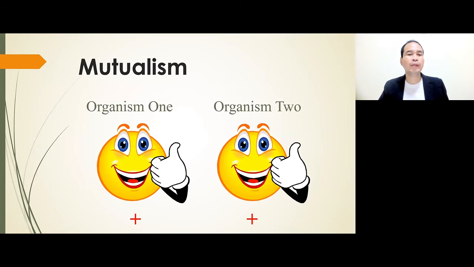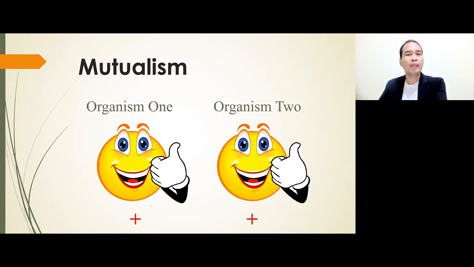So mutualism. Just like the previous slides, we have two organisms, organism 1 and organism 2. Both of these organisms seem to be very happy, meaning something like they got very good news. So in this case, I would represent them as two plus signs. Okay.